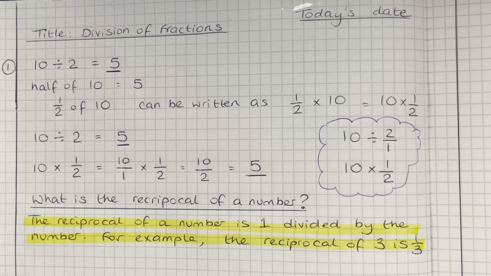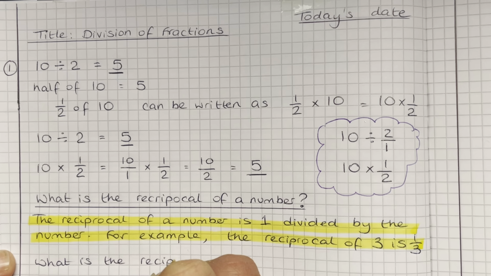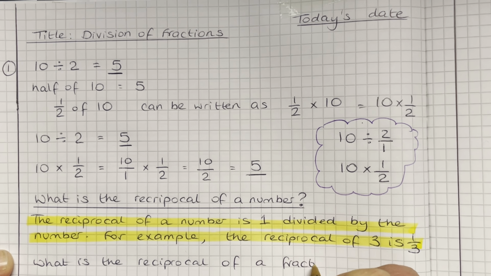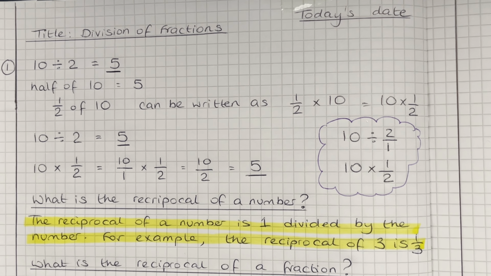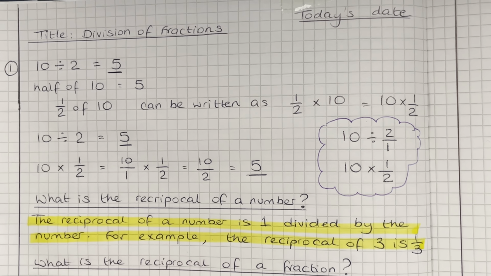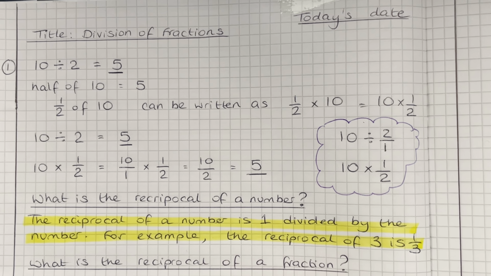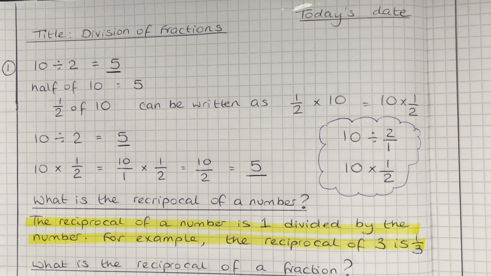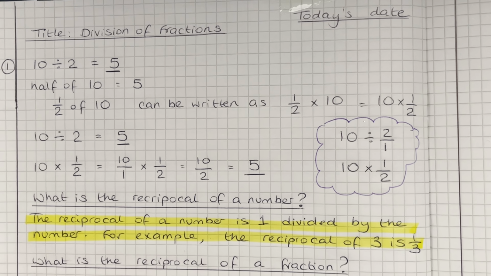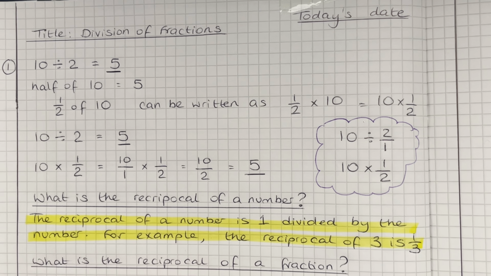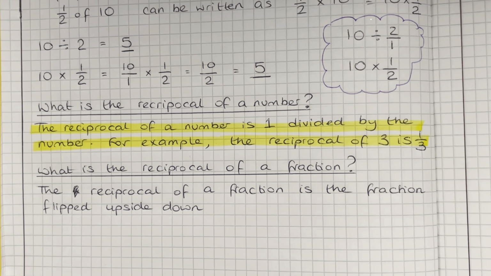Okay, let's think about what that means for a fraction then. Okay, so let's write that down. What is the reciprocal of a fraction? So the reciprocal of a fraction, it's the same thing actually. It's 1 divided by the fraction, but we tend to write that much more simply, is the fraction, and we say that it's been flipped upside down. So the numerator becomes the denominator, and the denominator becomes the numerator.